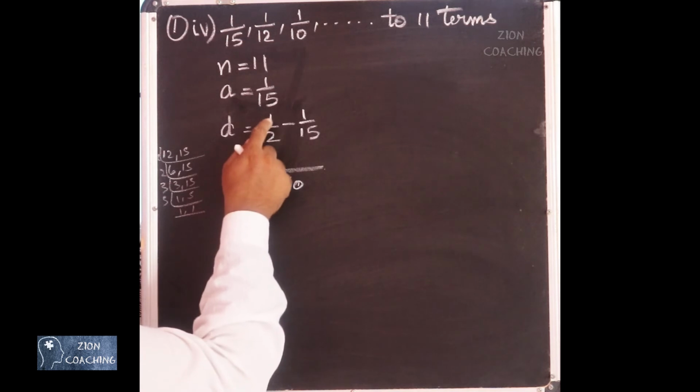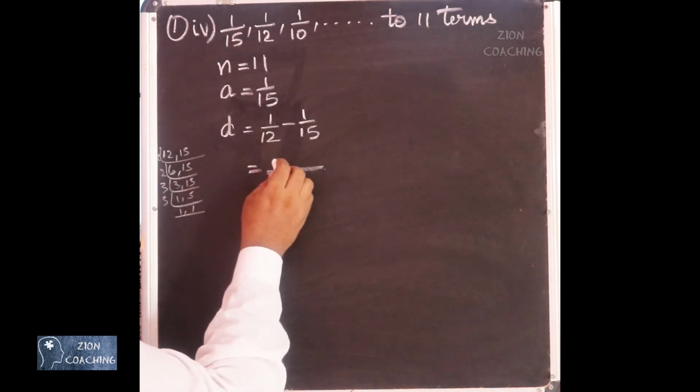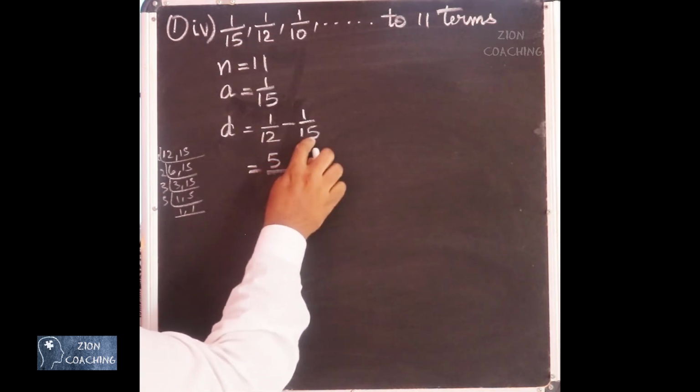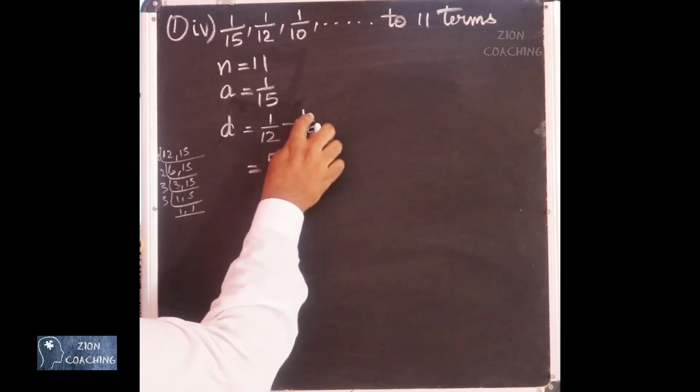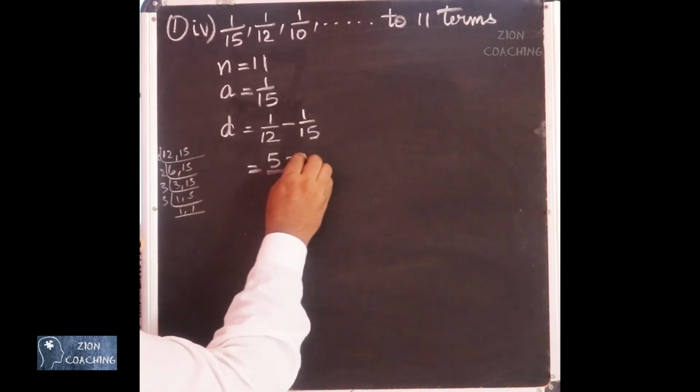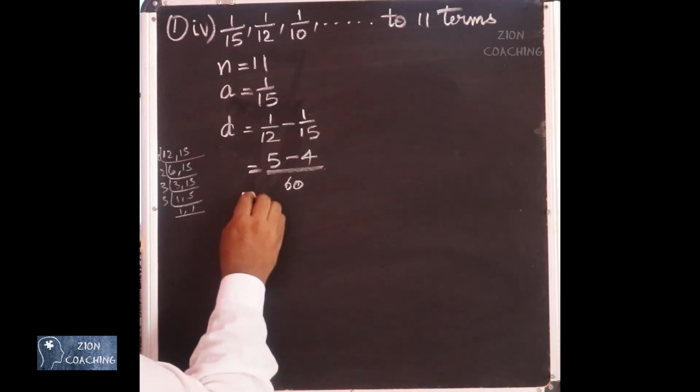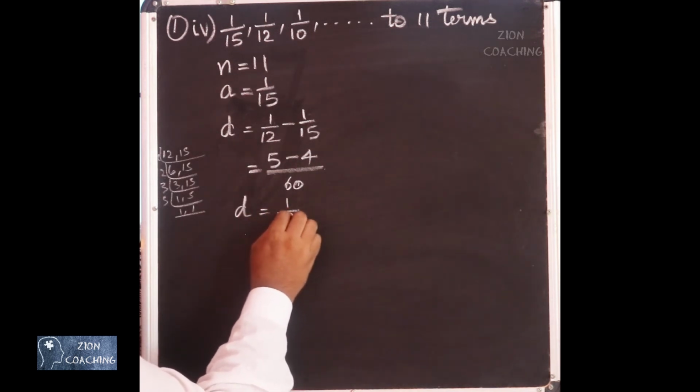12 5s are 60, so multiply the numerator also by 5. 1 into 5 is 5. 15 into 4 is 60, so multiply the numerator also by 4, so you will have 4. Now your D value is going to be 1 by 60.